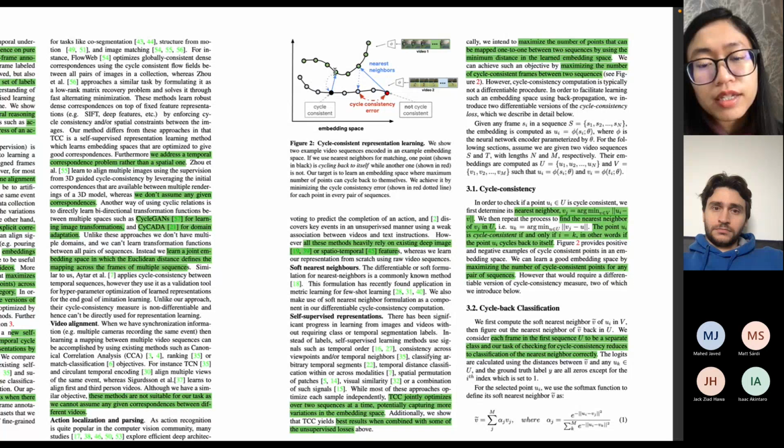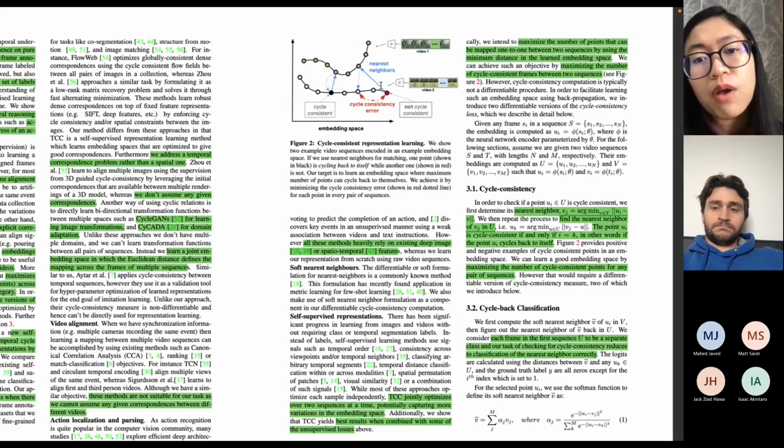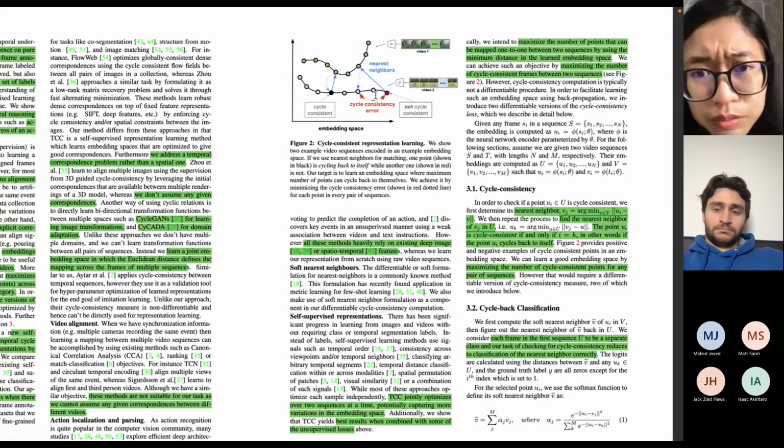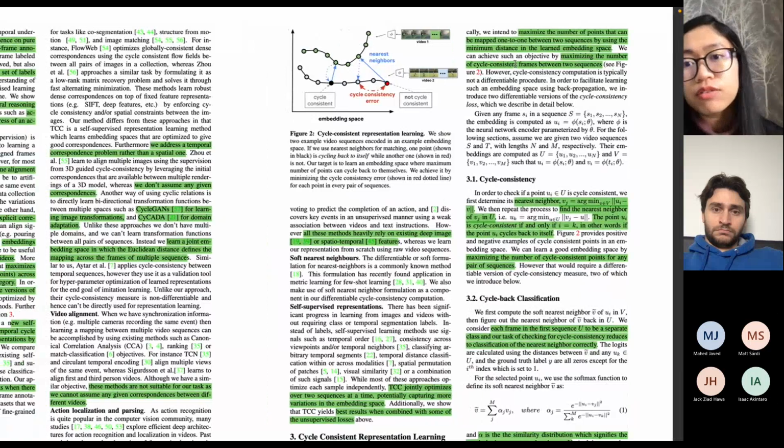So this example is cycle consistent because the point in the second video that has the closest distance to this particular point maps back to the same original point, whereas this other example is cycle inconsistent, because when we map back from the embeddings of the second video, it doesn't map back to the same point in the first video. So the objective of this training is to maximize the number of cycle consistent frames between these two sequences of videos.